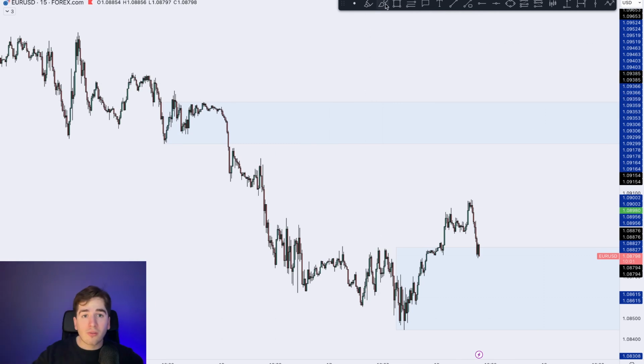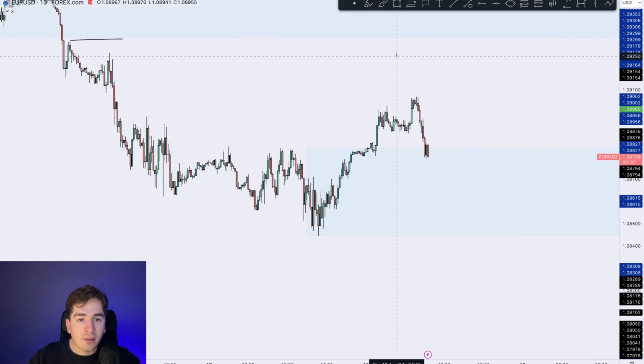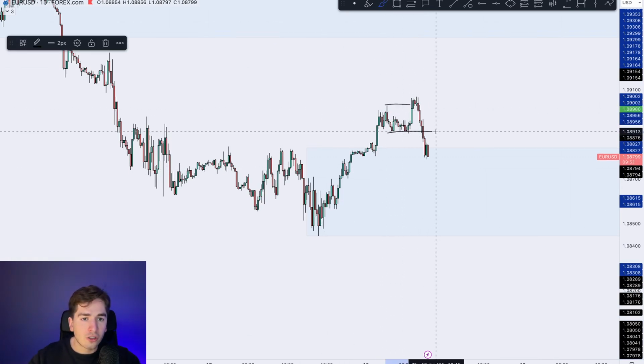So at the moment, what I'm looking for is to see, okay, can we potentially target this high over here? Look at this 15-minute area of demand. At the moment, the internal structure over here just shifted bearish.